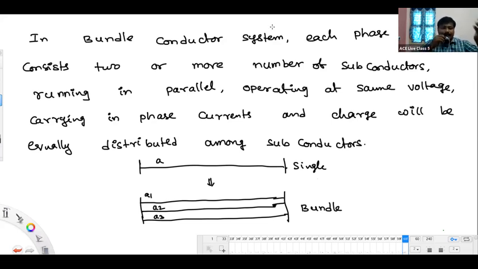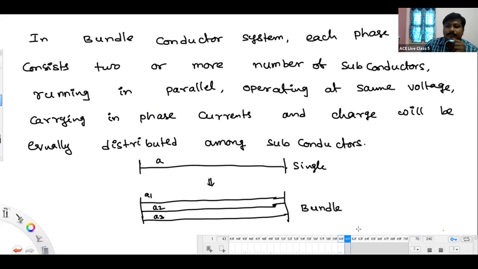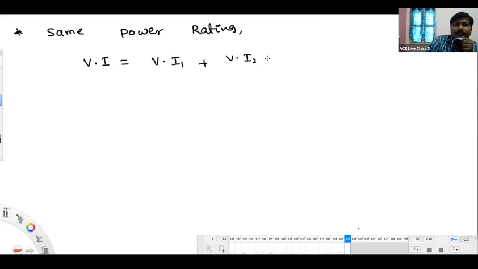I'll tell you what is the reason for the bundle conductor. I said already the aim is to reduce corona, and I will show you how that field intensity or corona is going to be reduced after a little time. Next. See, both systems should have same power rating. In the sense here, V into I must be equal to the sum of these three powers: V into I1 plus V into I2 plus V into I3. Same power rating is one of the conditions we have to maintain. V into I, the phase power, equals V into I1 plus V into I2 plus V into I3. Okay, next.